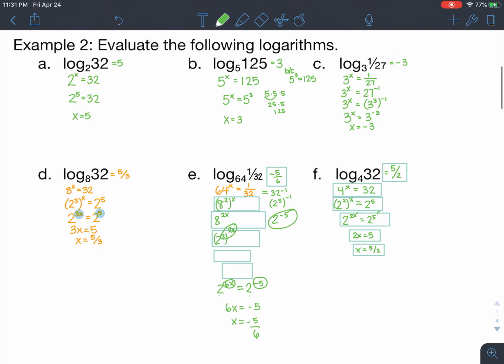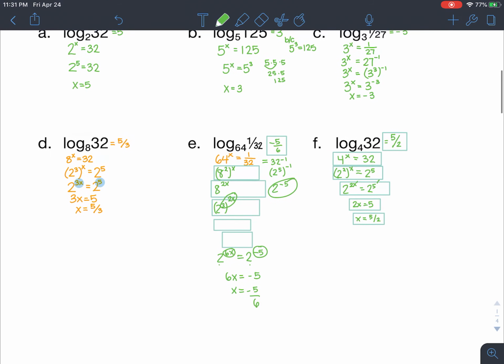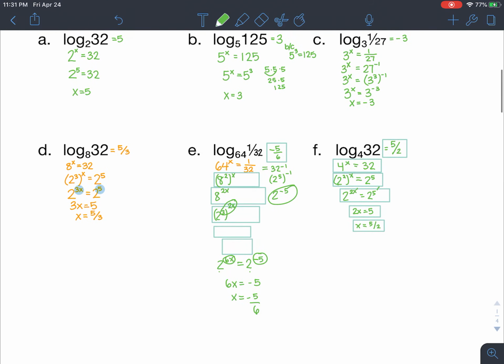I hope that was an okay start to logs. Okay, so what's next here?